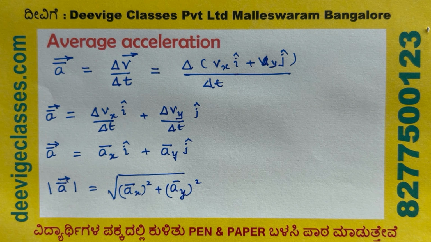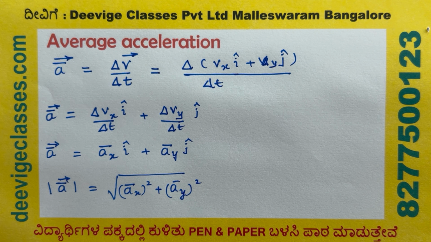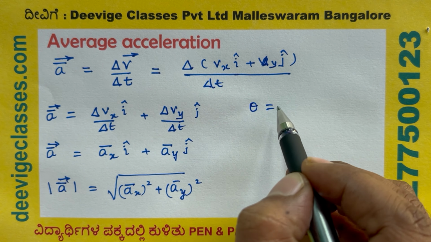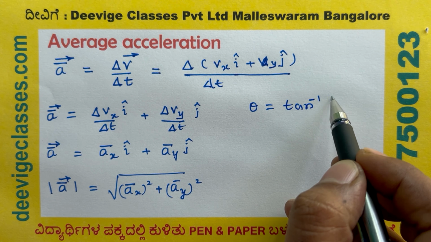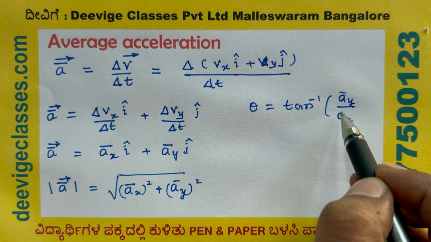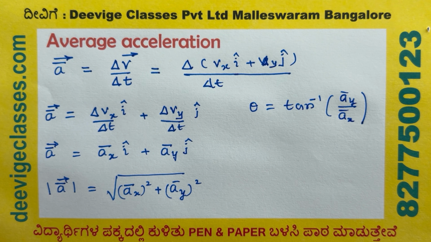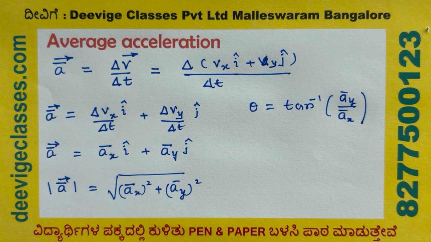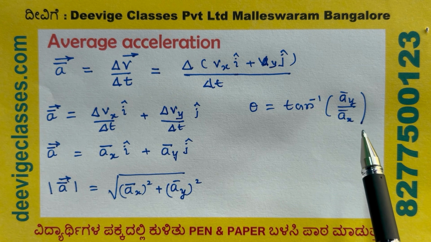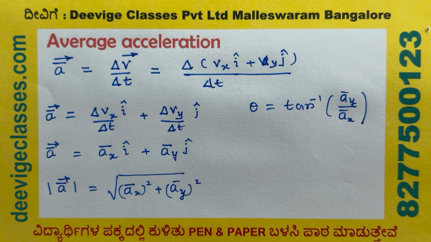Yes, sir. So if I want to find the direction, what to do? Theta is equal to tan inverse of a suffix y bar divided by a suffix x bar. That is, theta is the angle between the resultant vector and the x-axis, the component which is along the x-axis. Then theta is equal to tan inverse of a suffix y bar divided by a suffix x bar. Correct? Okay. Right.